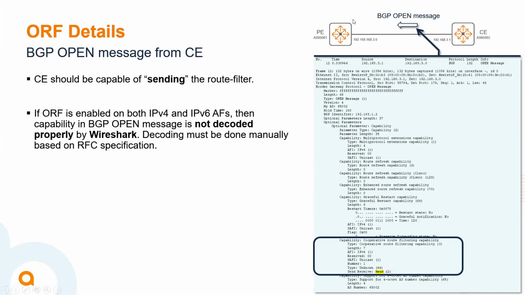Same aspect on the CE. The CE in the open message will send its capability for outbound route filtering, and it will specify that as a send. Obviously, you can configure both, send and receive, but I'm just specifying the strict minimum requirement between a PE and a CE for educational purposes. Same warning here: if both IPv4 and IPv6 are configured, a Wireshark dissection issue might be seen, so it needs to be done manually.